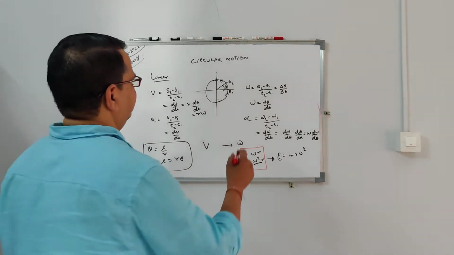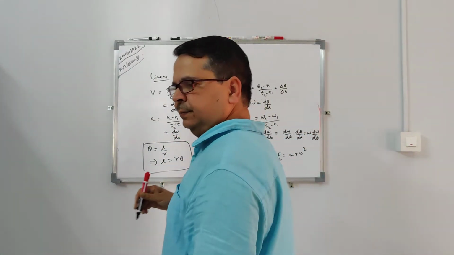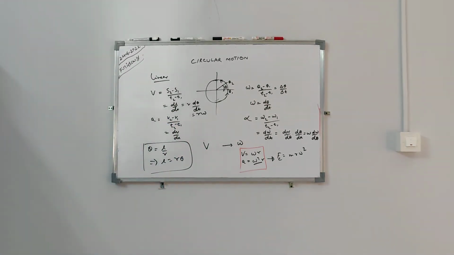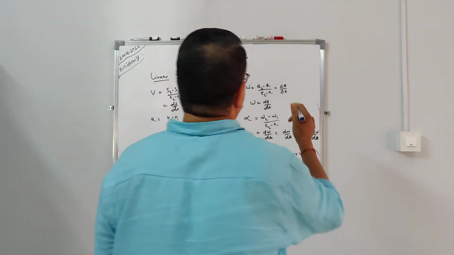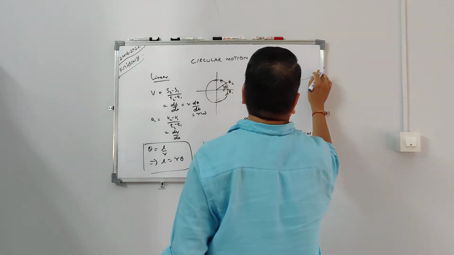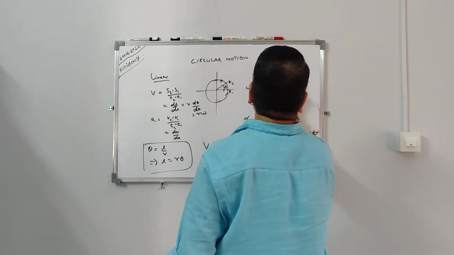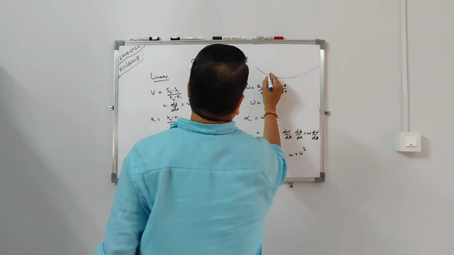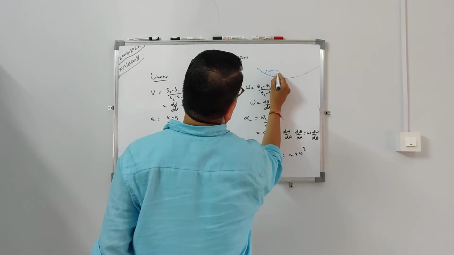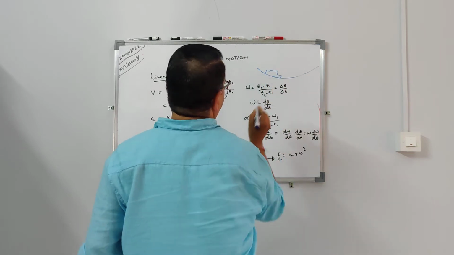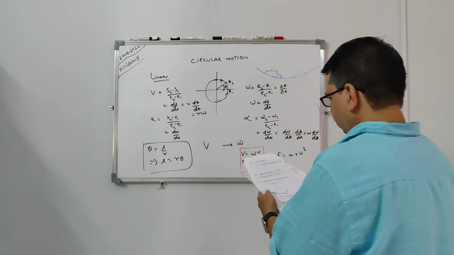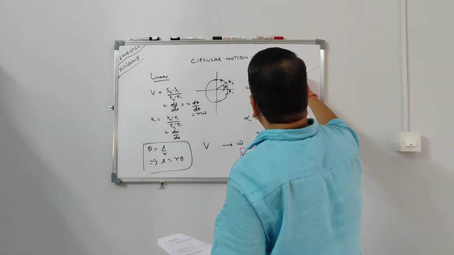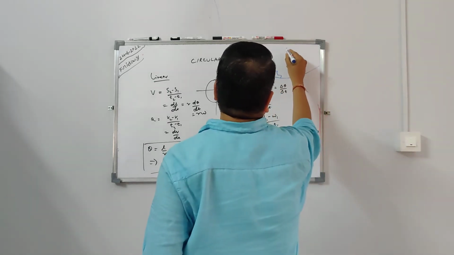So there is something related to circular motion. Suppose you have a curve like this. Your vehicle is moving on a curve like this, and let us say you have a car. So when it is moving, let us say this is your center.